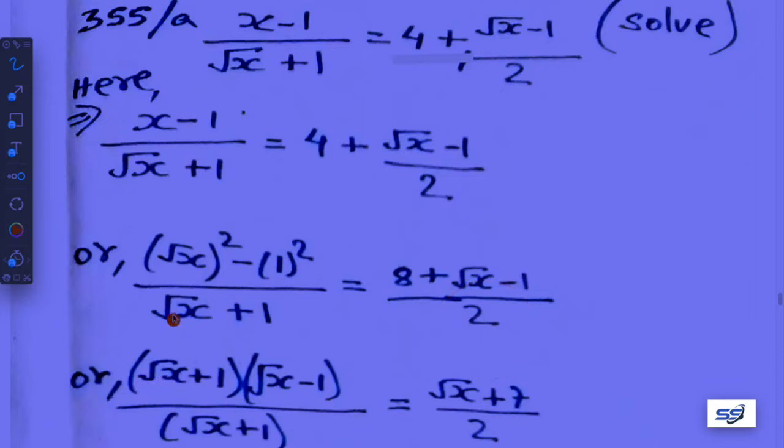Now this shall be expanded as per the formula: a square minus b square equals (a plus b)(a minus b). So here comes (root x minus 1)(root x plus 1) in two brackets, first bracket, second bracket, and in the lower part there is root x plus 1 equal root x plus 7. As 1 is subtracted from it, it comes here as plus 7, root x plus 7 upon 2.